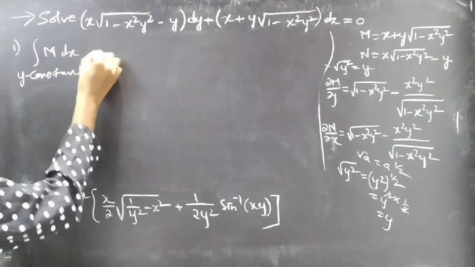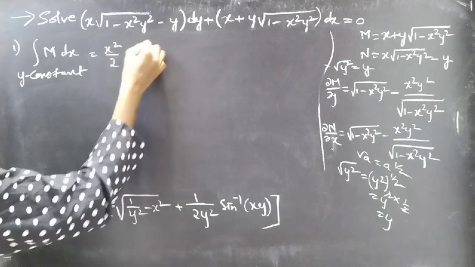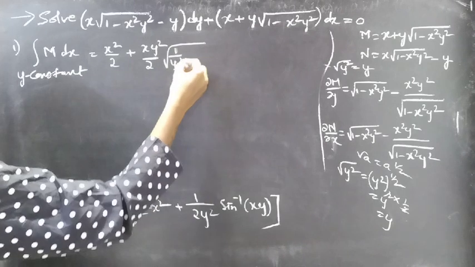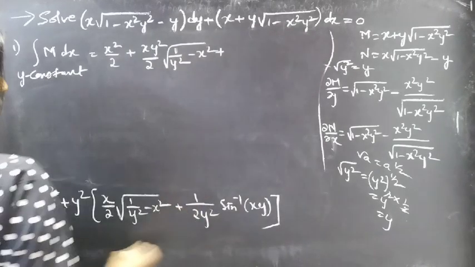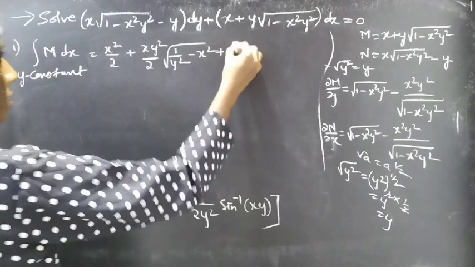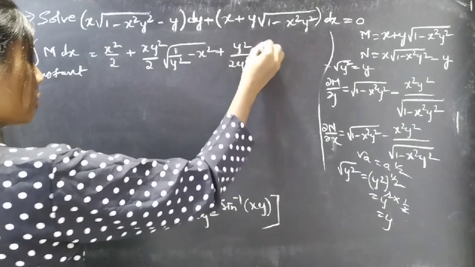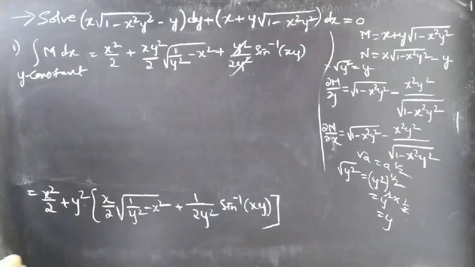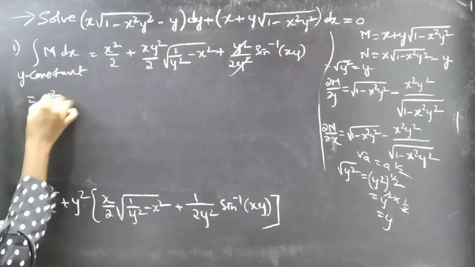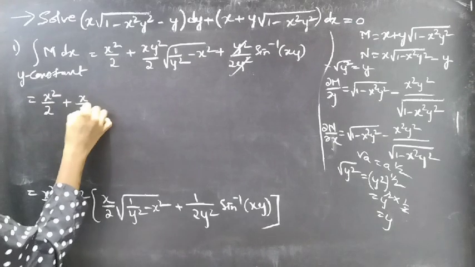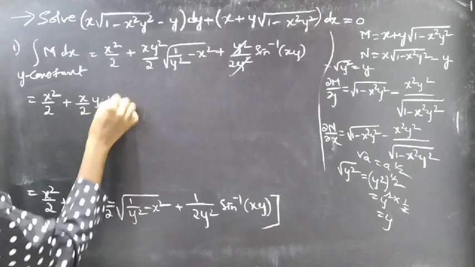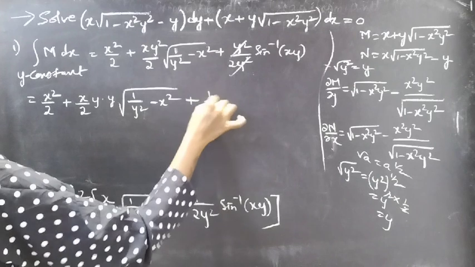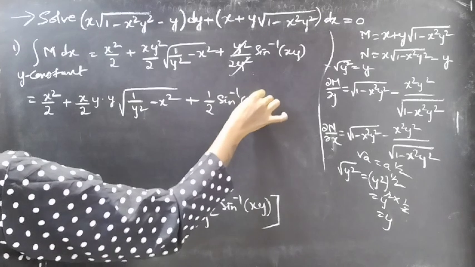This becomes x²/2 + xy²/2 into √(1 − y²) − (x² + y²) into 1/(2y²) is y²/(2y²) into sin⁻¹(xy). So here y² gets cancelled. This is equal to x²/2 + (x/2) into, we can write y² as y into y, plus 1/2 sin⁻¹(xy).